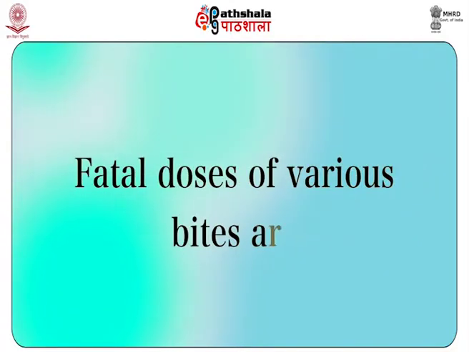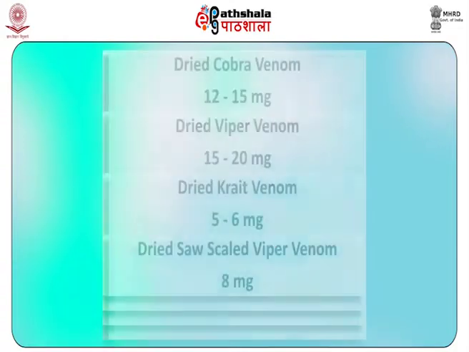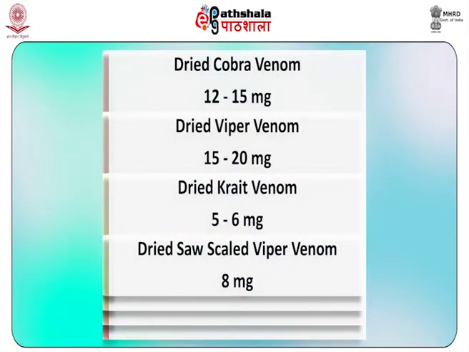Next are the fatal doses of various bites. Starting with the dried cobra venom, it is 12 to 15 milligrams. Dried viper venom, it is 15 to 20 milligrams. Dried krait venom, it is 5 to 6 milligrams, and for dried saw-scaled viper venom it is 8 mg.